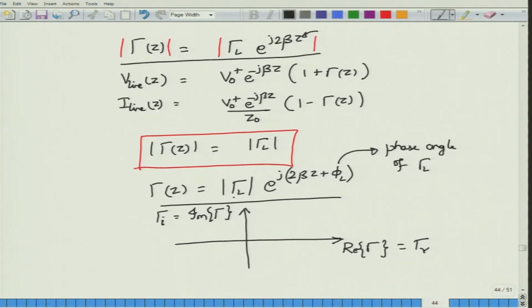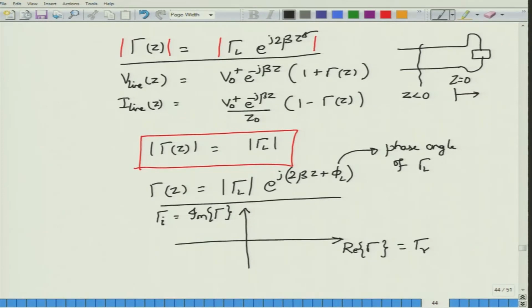Now, let us begin by considering what happens at z equal to 0. Please remember that z equal to 0 corresponds to the load location, correct? The z axis is actually measured positive from the load, but when you go backwards, that would correspond to negative values of z. That is, the values of z here are all negative values of z, z less than 0. So, please note that this is our convention of representing the coordinate along the transmission line.